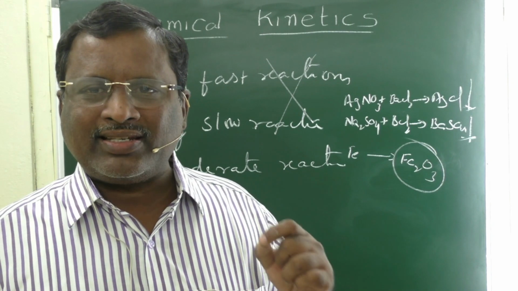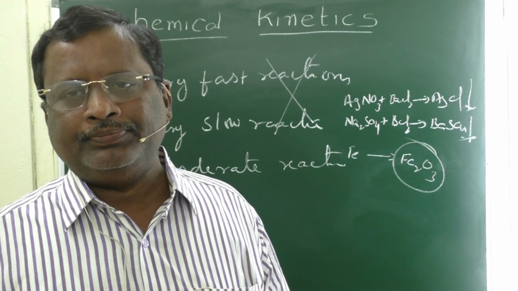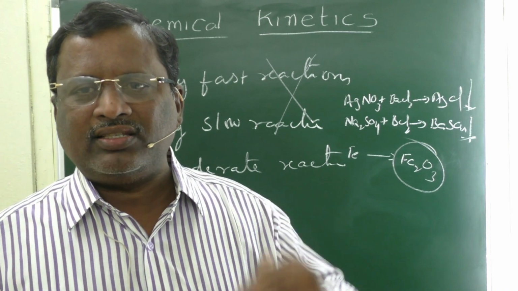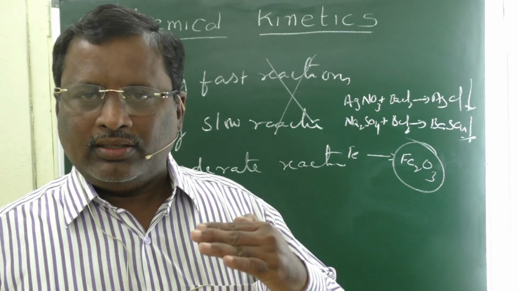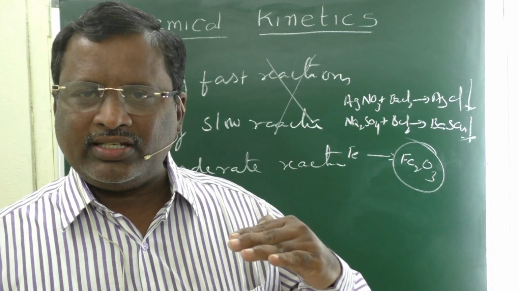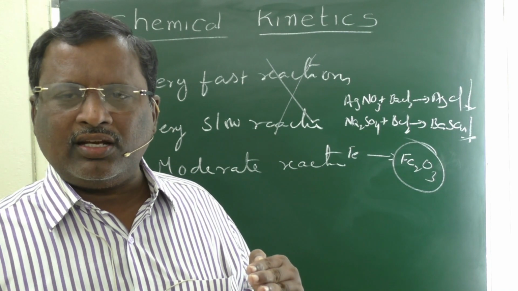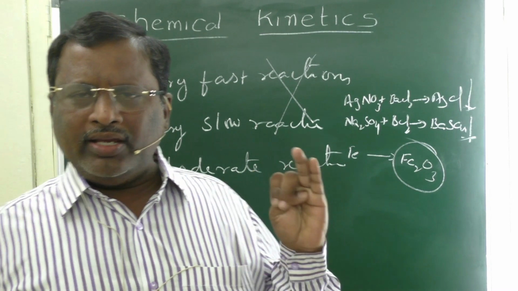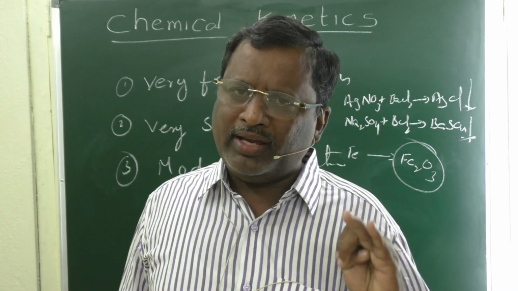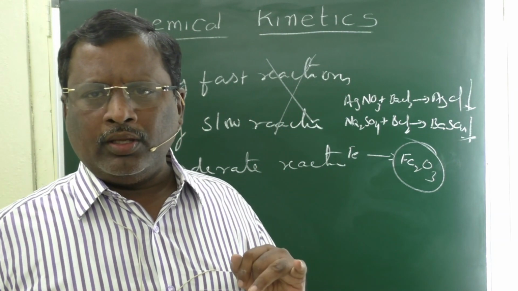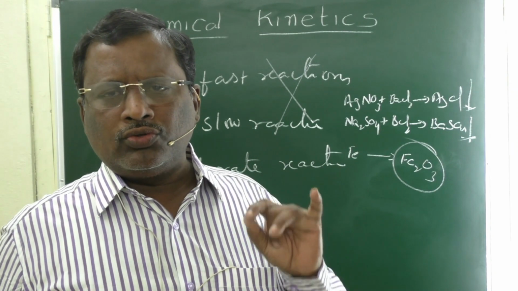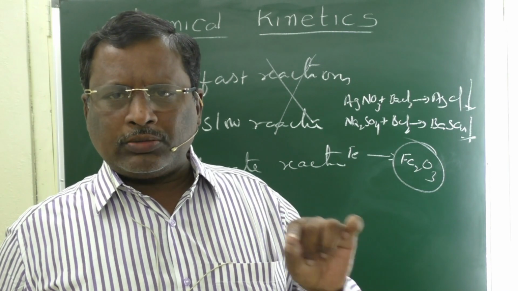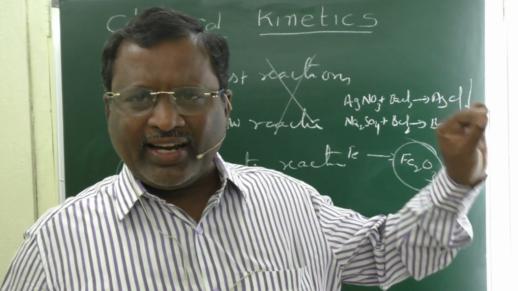We have to practically conduct the experiment by changing the influencing factors. The influencing factors are concentration, temperature and pressure. These are the main three factors which determine the rate of a chemical reaction. Now what you have to do is study the influence of these factors. You have to do the experiment several times with different conditions.